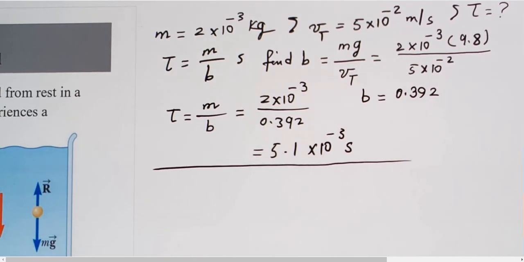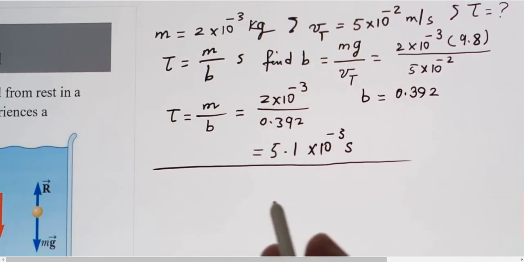It is not static friction. This is a resistive force. Static friction is a force between two surfaces. This is an object moving through a medium, through a liquid. It's different than the friction force.